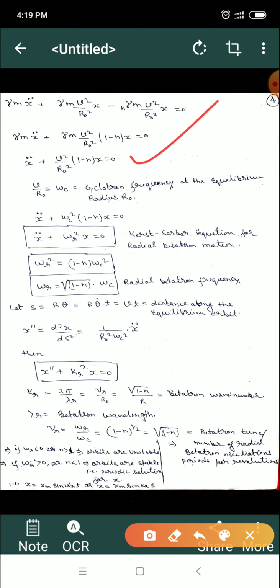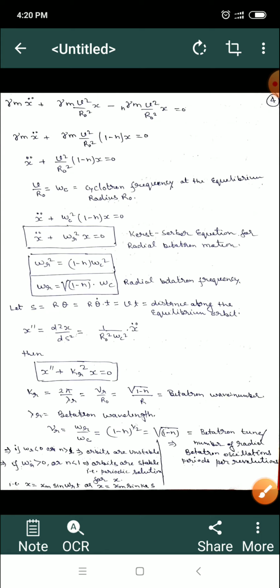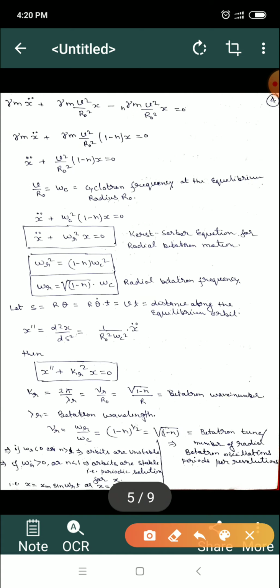Now we define v upon r0. If you go back and remember the cyclotron frequency, this is exactly equal to the cyclotron frequency, omega c, that is, the cyclotron frequency at equilibrium radius r0, which is v upon r0. So we can write the above equation of motion as x double dot plus omega c square (1 minus n) x is equal to 0, or x double dot plus omega r square x is equal to 0. This equation is known as the Kerst-Serber equation for radial Betatron motion.